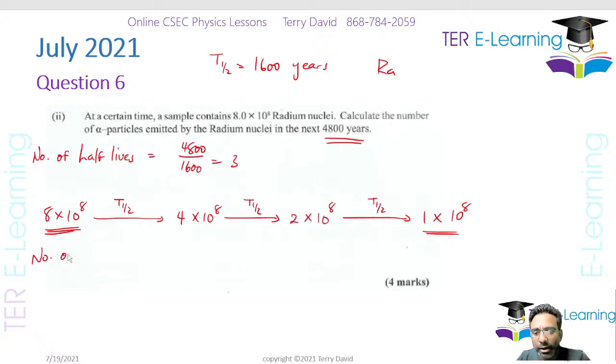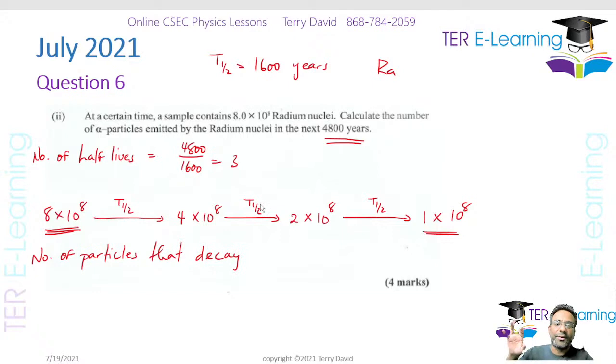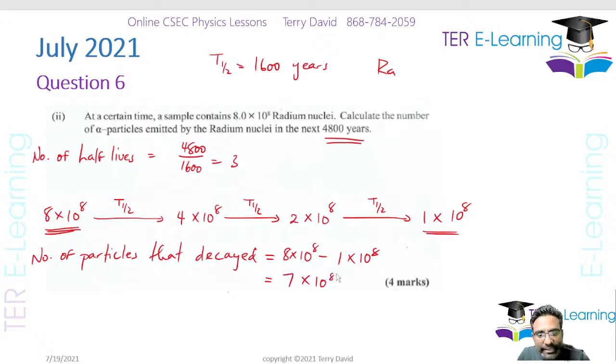So the number of particles that actually decayed, those are the particles that converted from radium into radon. The number of particles that decayed is going to be 8 by 10 to the 8 minus 1 by 10 to the 8, because you started off with 8 by 10 to the 8 and now you have 1 by 10 to the 8. So this is how much actually decayed. That's the number of radium nuclei that actually decayed.